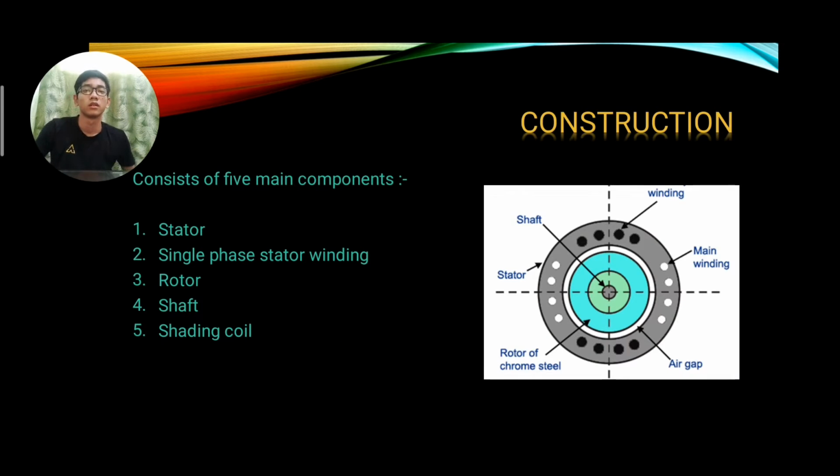For the construction, the hysteresis motor has five main components. You can see the picture first, and I will say the five main components. They are the stator, single phase stator winding, rotor, shaft, and shading coil.